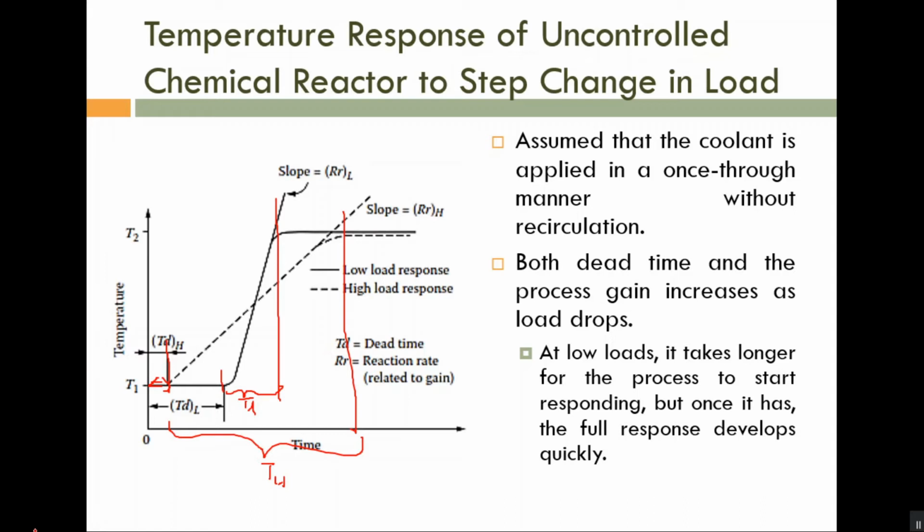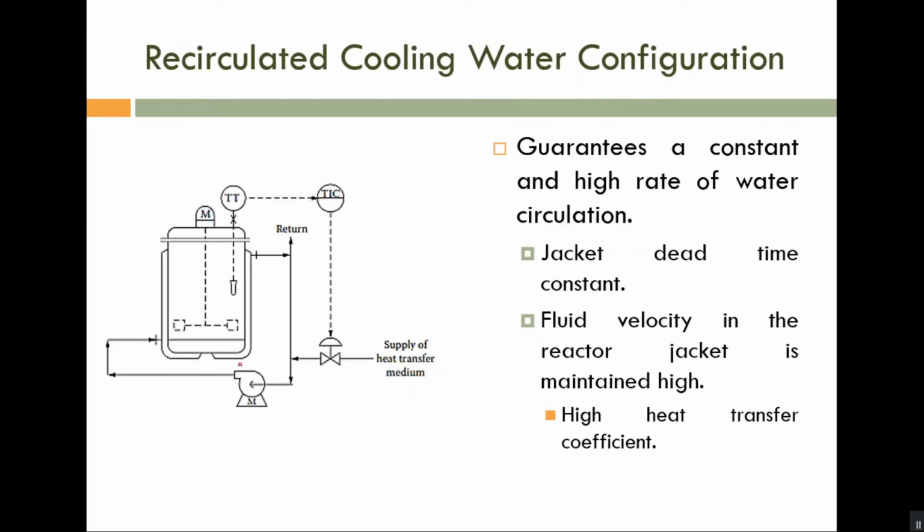Is it okay? Okay. So please note, we have to maintain the flow rate constant. A number of issues are related to the minimum flow rate. One is Reynolds number, second is the process dynamics, and third is residence time. So a minimum flow rate must be maintained. For that purpose, we are using the second control scheme. This one is the recirculated cooling water configuration.